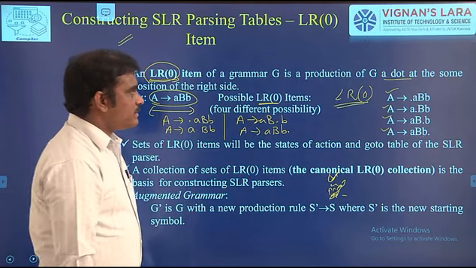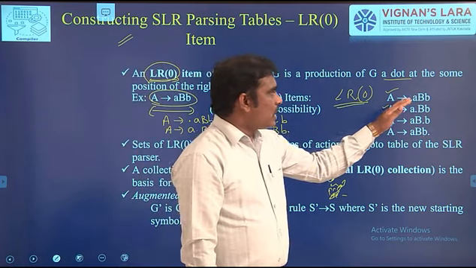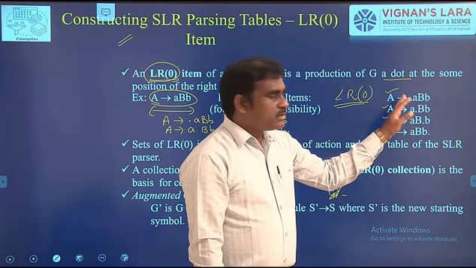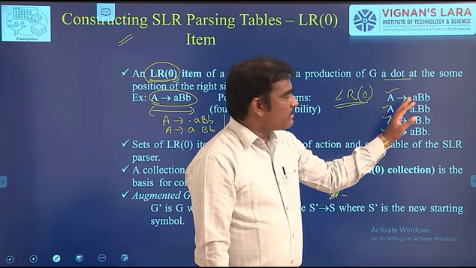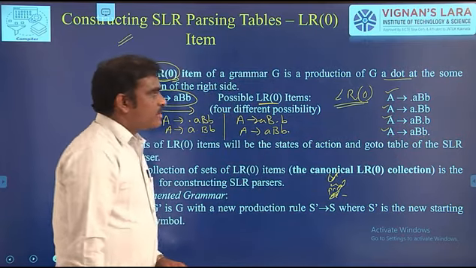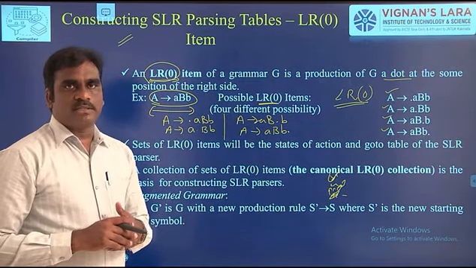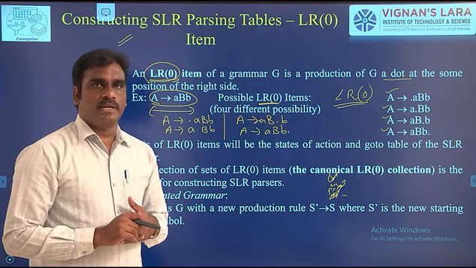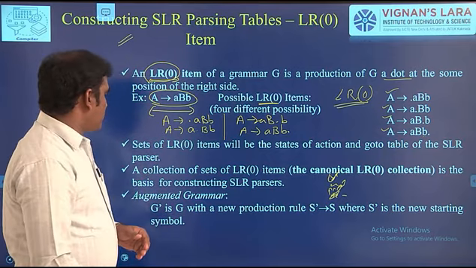So here the thing is, it is a procedure. So how to move the dot from left to right? It is a procedure. In that procedure, generally we are using 2 functions. One is the go to function, the second one is the closure function.